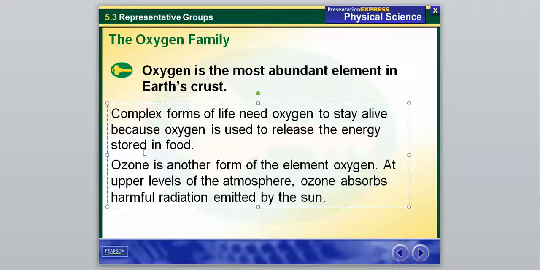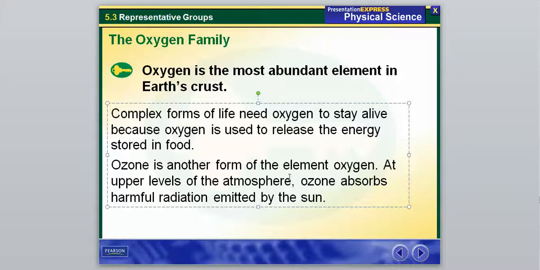And then ozone is another form of the element oxygen, and at upper levels of the atmosphere, ozone absorbs harmful radiation emitted by the sun. And there was a big scare probably 20 to 30, if not even 40 years ago, about the ozone layer being depleted, which it actually was. But now there's actually been evidence that, through the way that humans have been changing a little bit, the ozone is in fact starting to repair itself a little.